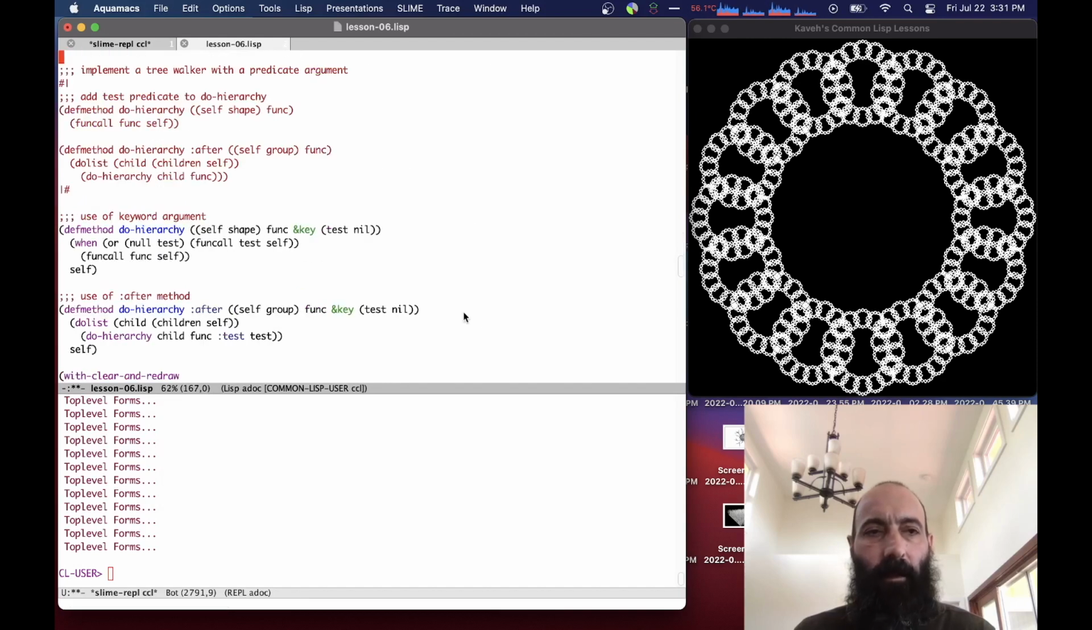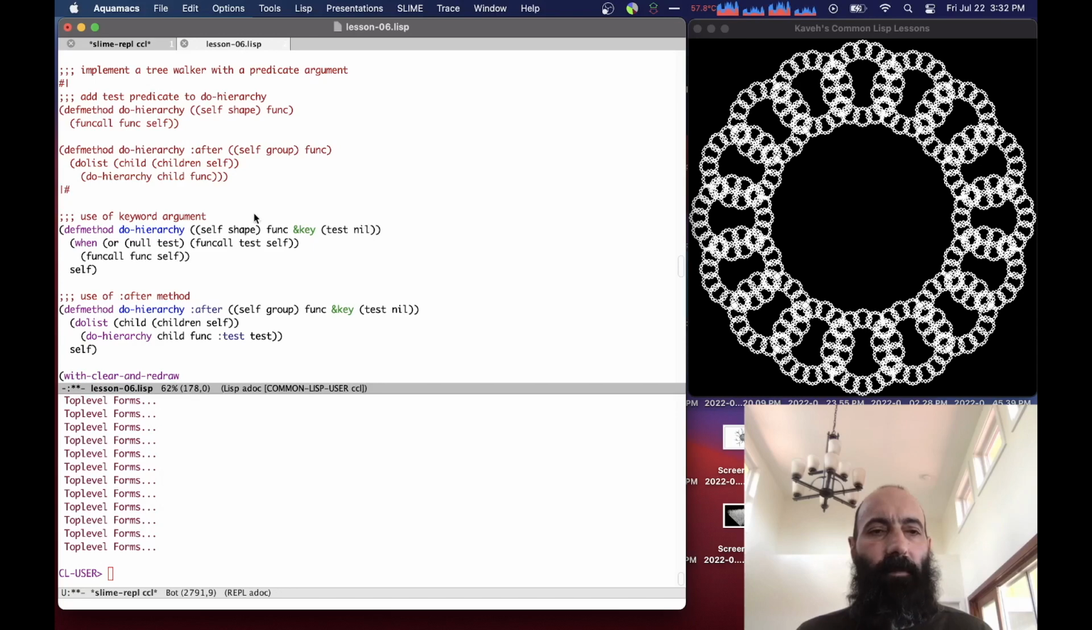All right. Now, we had this function called doHierarchy before, if you remember. This was a definition of it. And it would take a function and apply it to every node in a hierarchy, every shape in a hierarchy. And we had two cases for it. One was for the shape, which just calls the function on the node. And the other one was the after method that we used for groups, which called the function on all the children of itself. So let's enhance that function a little bit by adding a test for the nodes.